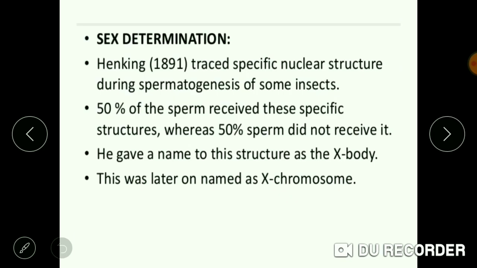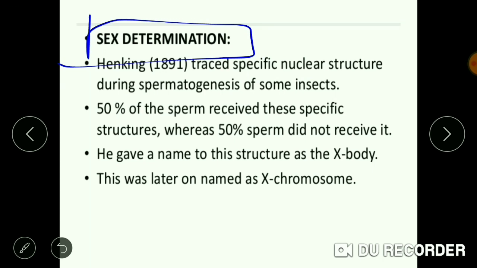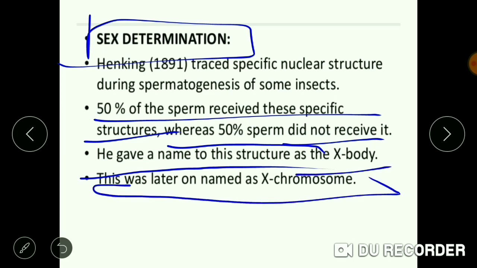Now we move on to another topic, sex determination. Henking in 1891 traced a specific nuclear structure during spermatogenesis of some insects. 50% of the sperm received the specific structure, whereas 50% of the sperm did not receive it. He gave a name to this structure as X body, and this was later on named the X chromosome.